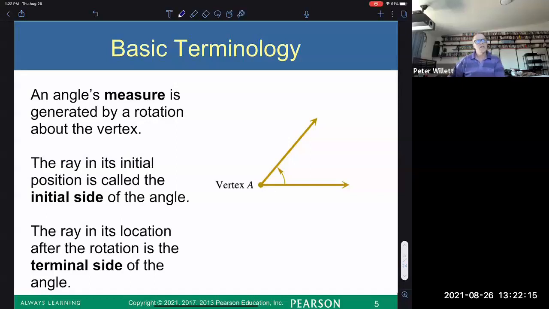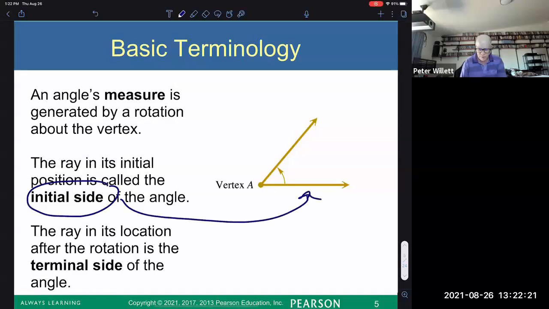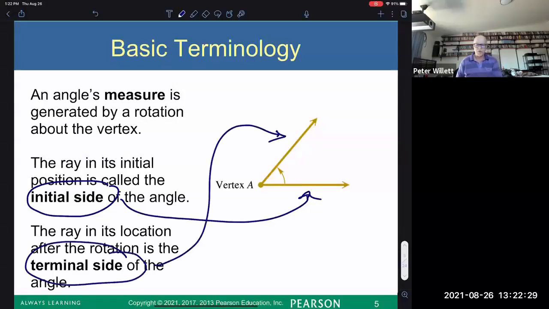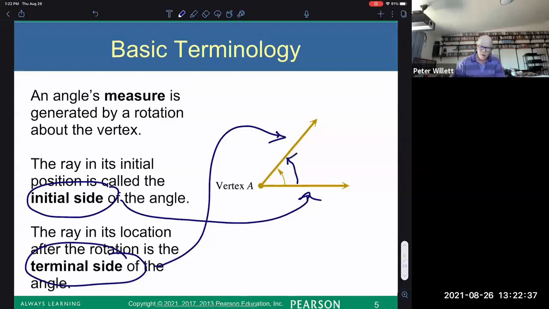The ray in its initial position is called the initial side. So the initial side is referring to this part right here, that first ray. The ray in its location after the rotation is the terminal side. So the terminal side in this picture is the ray that's on top there. And the rotation from the initial side to the terminal side is what's indicated by that arrow in there. And I'll draw another one to illustrate that.